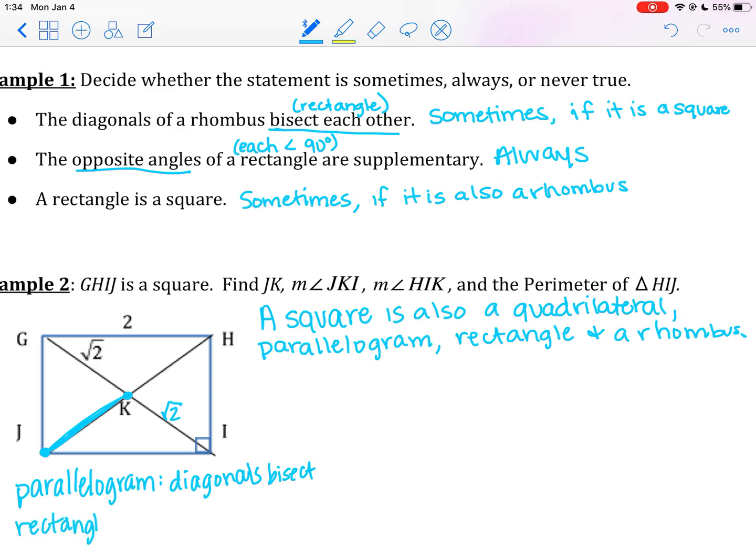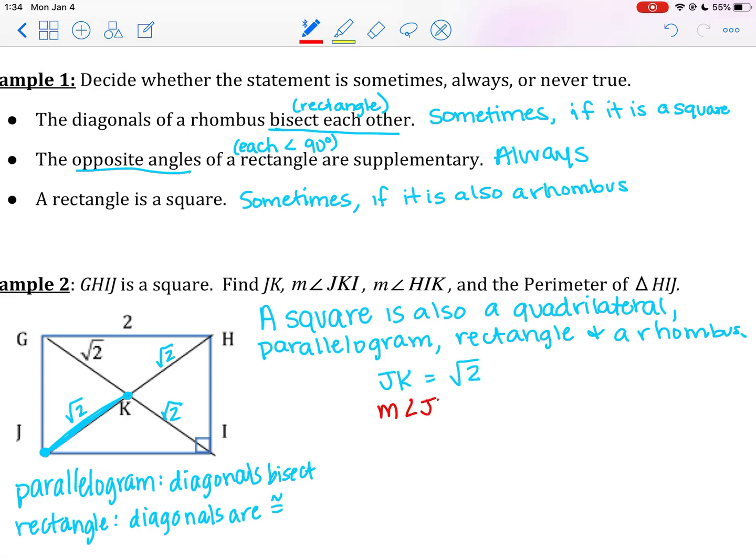And then in a rectangle, our theorem today says that diagonals are congruent. So this whole diagonal GI is going to be congruent to the entire diagonal JH. And we know both sides of that because it was bisected based on being a parallelogram. So what that means is that all of these little pieces are going to be the same in a square or in a rectangle. So based on that, we are able to find that JK, the length of JK, is the square root of 2. So now let's move on to the next thing we need to find.